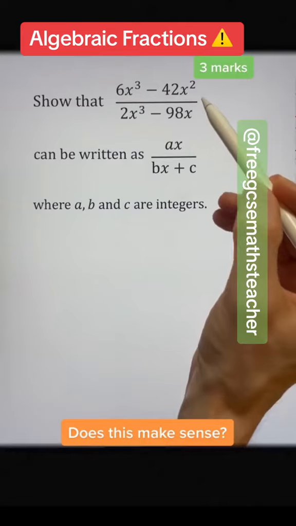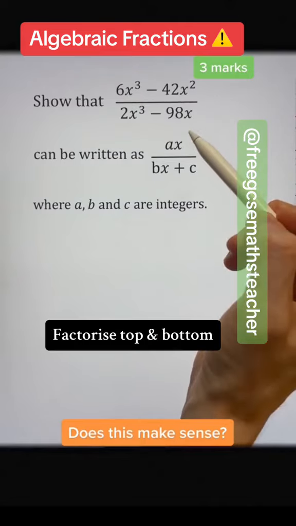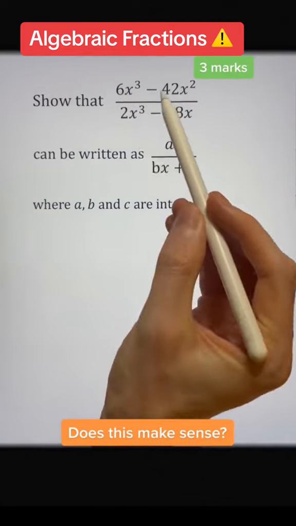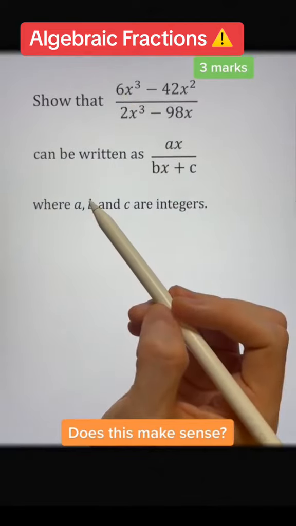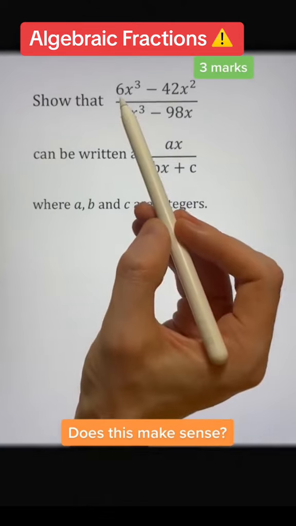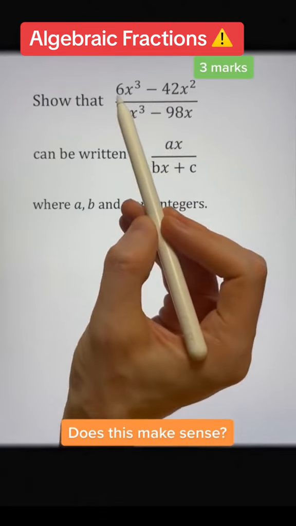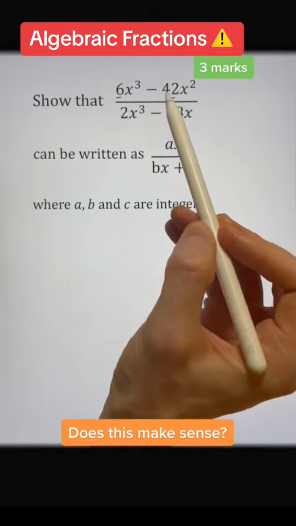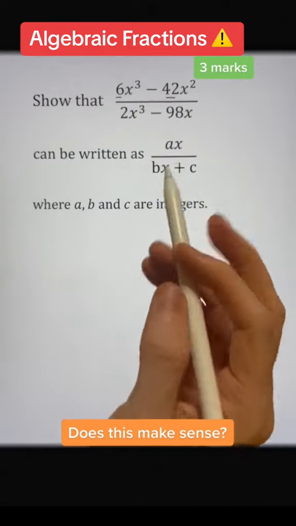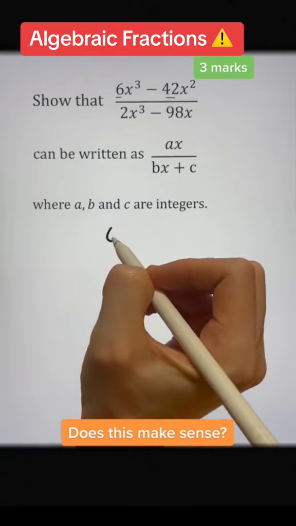My first step is to factorise the top and the bottom of the fraction separately. As I've got two terms on the top, I always try single brackets first. I need to factorise the highest common factor from both terms. Looking at the numbers, here I have 6 and I have 42. The highest common factor that divides into 6 and 42 is actually 6.